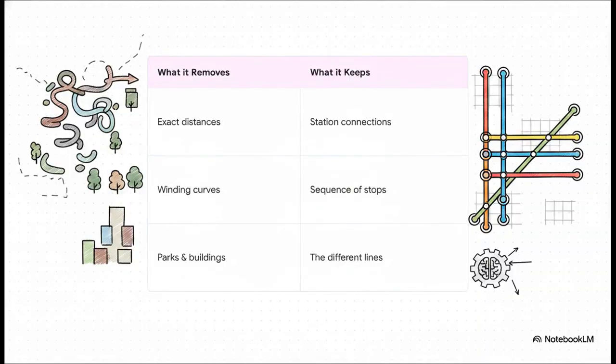The real genius here is in what they left out. The exact twists and turns of the tunnels, the parks above ground, the real distances between stations, all gone. All that's left is what a traveler actually needs to know, which stations connect, what order the stops are in, and which line to take. It's a perfect solution because it ignores everything that doesn't matter for the job at hand.